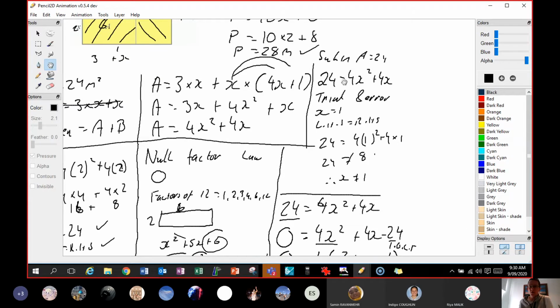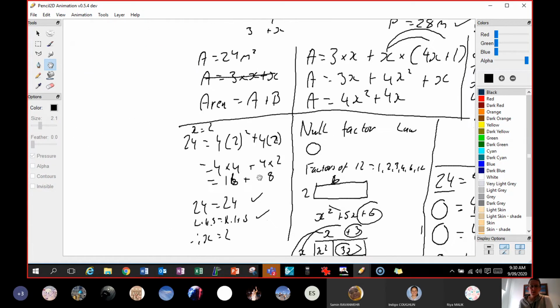Now you could do trial and error to try and make it equal 24. Do you know what I mean? Like left-hand side equals right-hand side. If you put in x equals 1, you're going to find that this side will equal 8. And 24 doesn't equal 8, therefore x can't be 1. But if you put in x equals 2, you'll find that 4 times 2 squared, which is 16, plus 4 times 2, which is 8, that equals 24. So you can see that x equals 2. You with me? Yeah, I get that.